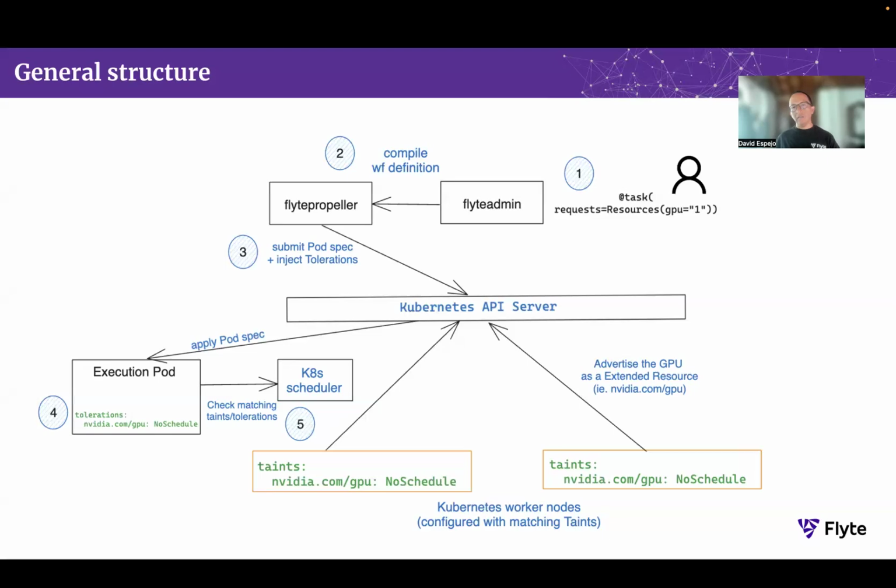The analogy will be a key and a lock. The lock will be the taint, and the toleration will be the key. You can have the key, but if there's no lock in the door, okay, that's fine. But you have the key in case the door has a lock. In case the node has a taint, your pods have toleration.